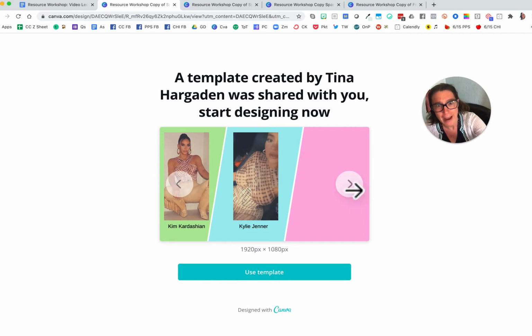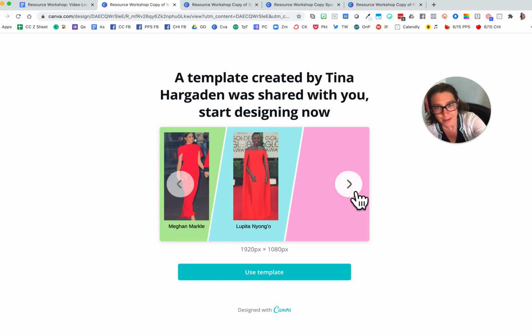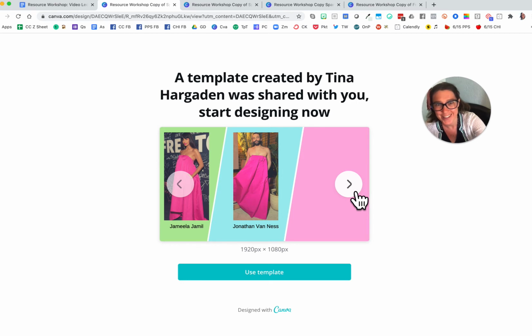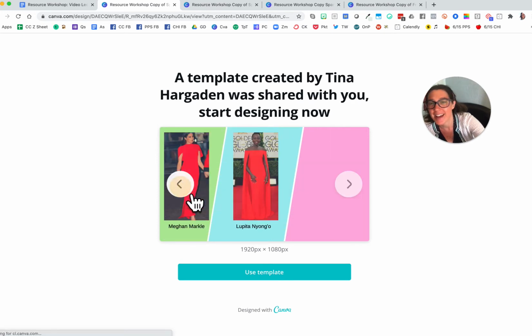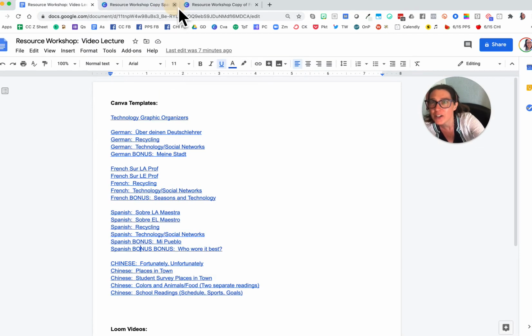I mean, it doesn't really have that much. But those who wore it best? Yeah, so I tried to find really cute people. So you would probably want to change that. But each one of these, I would put all kinds of things on here. I would put where Meghan Markle was born, where Lupita Nyong'o was born, all this stuff. I would break all these up and do some biographical information on these well-known celebrities.